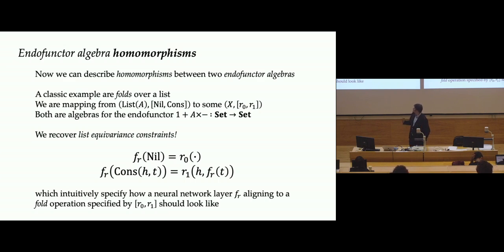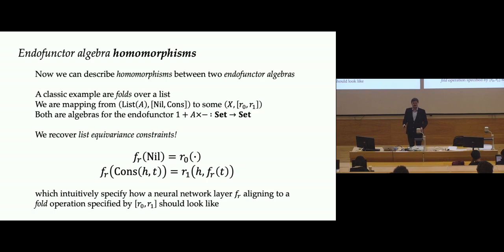Specifically, if we would like to align our neural network with a fold operation that has functions R0 and R1, this directly induces constraints that the function, our neural network applied to the empty list, should give us the same output as R0 applied to the unit set. And the function, our neural network applied to a cons of head and tail, is the same as applying a different function R1 on the head and the recursively applied neural network on the tail. So these are now new equivariance constraints that a neural network f of r needs to satisfy in order to be a valid fold over a list, which aligns itself with R0 and R1.